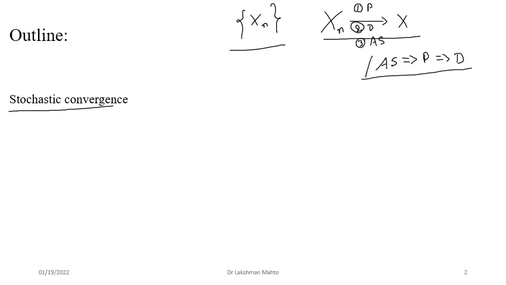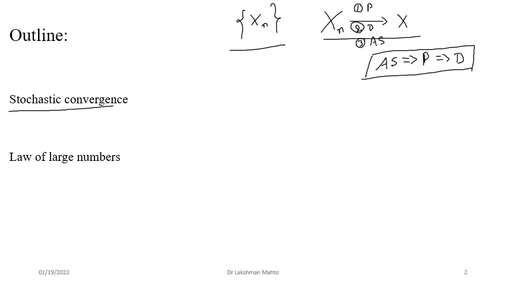So convergence in distribution is the more general notion of convergence, or what we call the weaker version of convergence. And we will see one special case there: convergence in distribution implies convergence in probability. That would be one exception. All those things we will see in stochastic convergence.